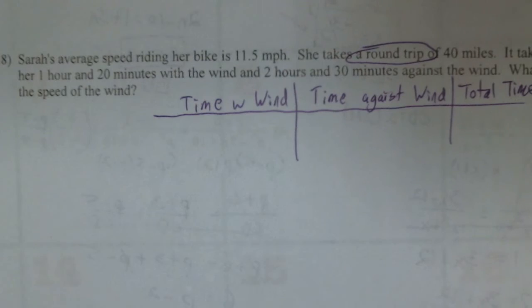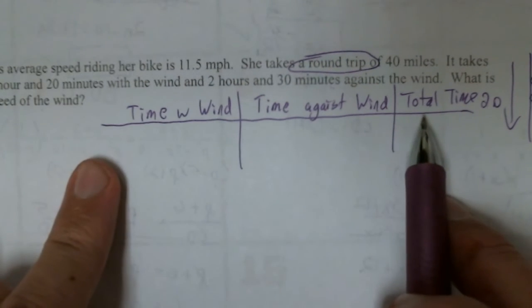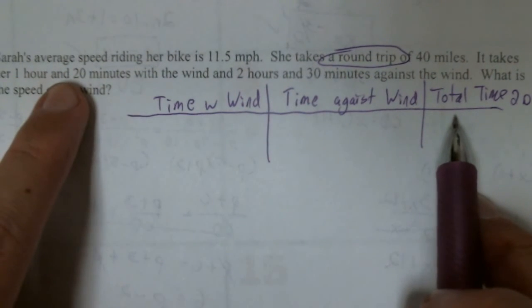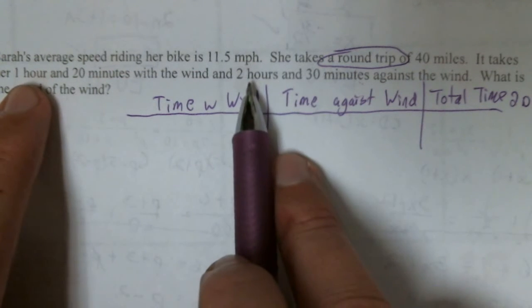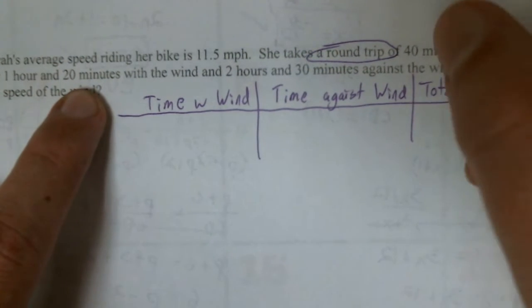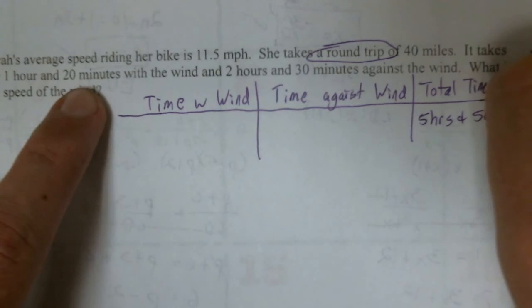That's one reason students always say, oh man, these word problems are so hard. Yeah, because in real life, you have different variables, different things you're trying to find, different little tweaks that you have to do to these problems. So we've got to figure out what is the total time. It takes her an hour and 20 minutes there with the wind and 2 hours and 30 minutes back. So that's 3 hours and 50 minutes. So the total time is 3 hours and 50 minutes.